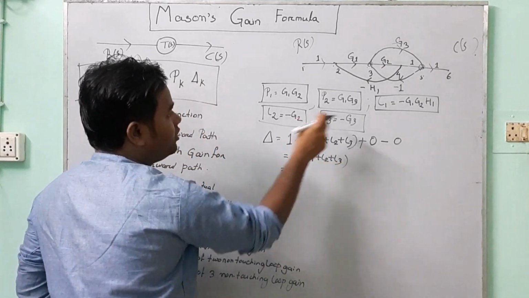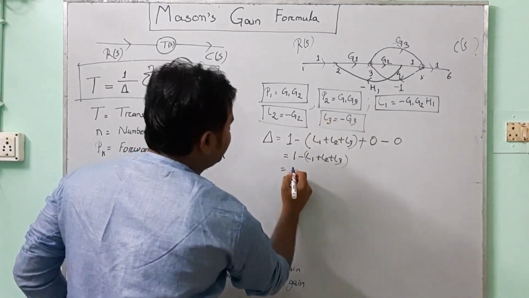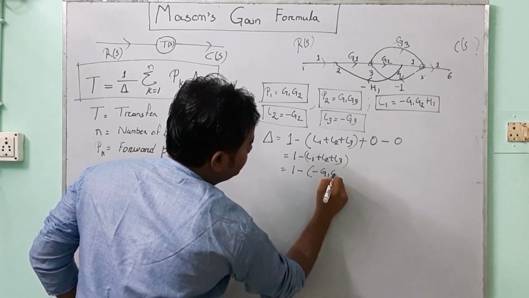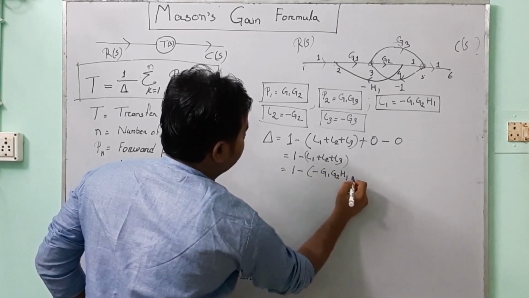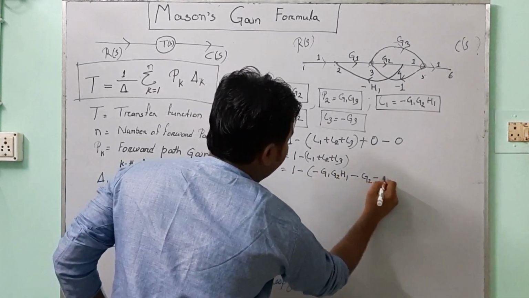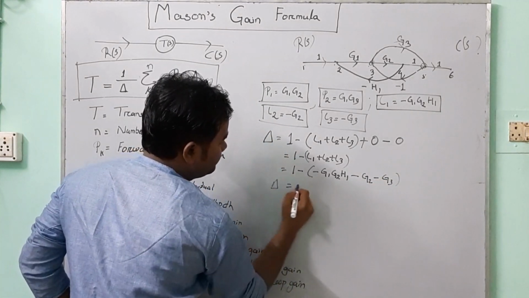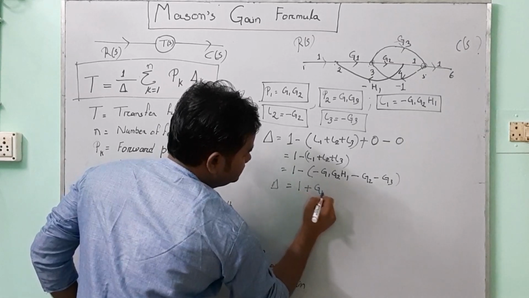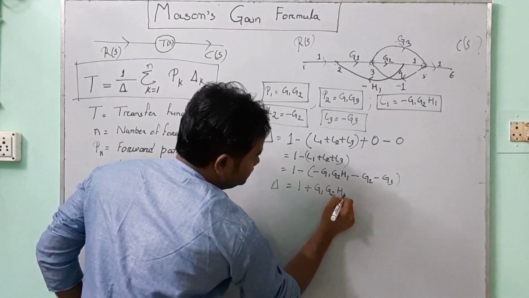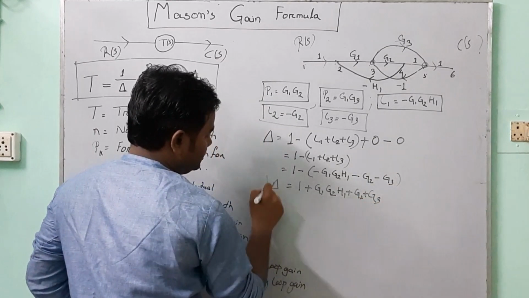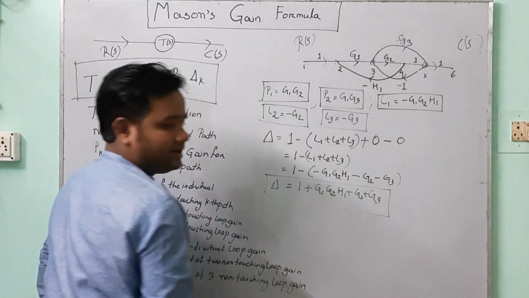If we put the value of L1, L2 and L3 here, we can get 1 minus G1, G2, H1 minus G2 minus G3. So the value of del will be 1 plus G1 G2 H1 plus G2 plus G3. This is the value of del.